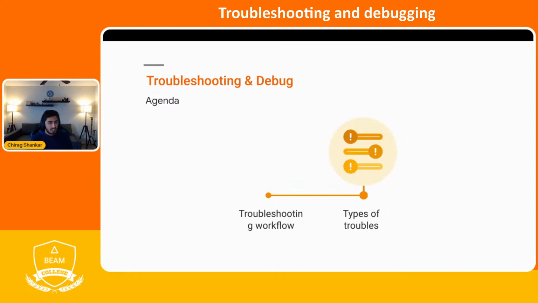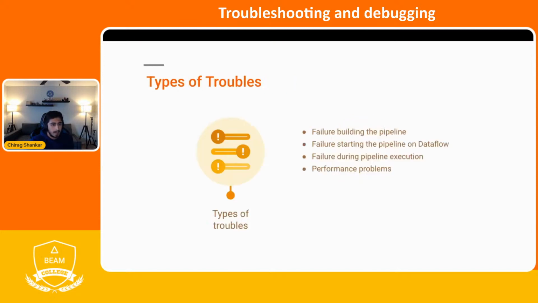Now let's talk about the different types of troubles we might encounter. There are four main types: failure building the pipeline, failure starting the pipeline on Dataflow, failure during pipeline execution, and performance problems. Let's first start by looking at failure building the pipeline.